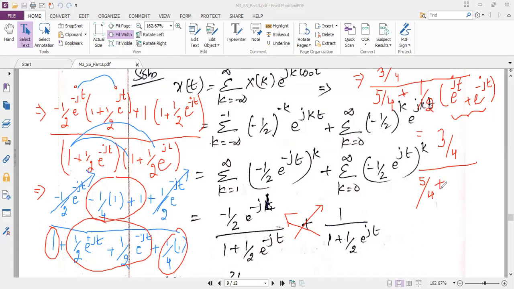Correct? So inside the bracket, can I write this as 2 times cos t? Here it is t in place of theta. So 2 times cos t. The 2 gets cancelled, so my final answer is 3 by 4, the whole divided by 5 by 4 plus cos t.